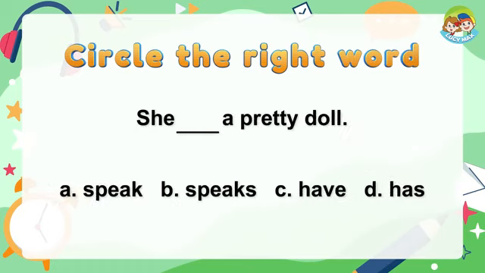She blank a pretty doll. The pronoun she goes with a verb that ends with S. The answer is D, has. She has a pretty doll. Answer B ends with S, but we don't choose that because it doesn't make sense in the sentence.